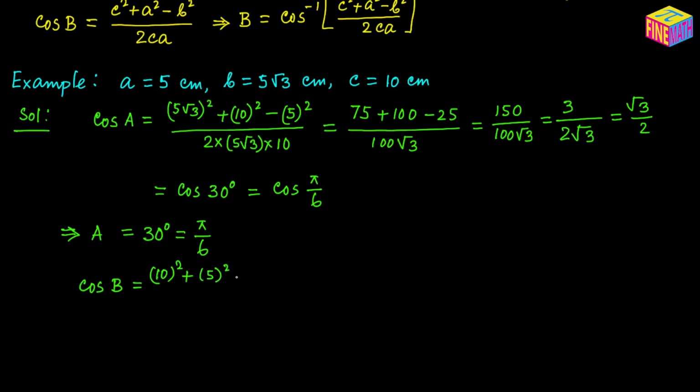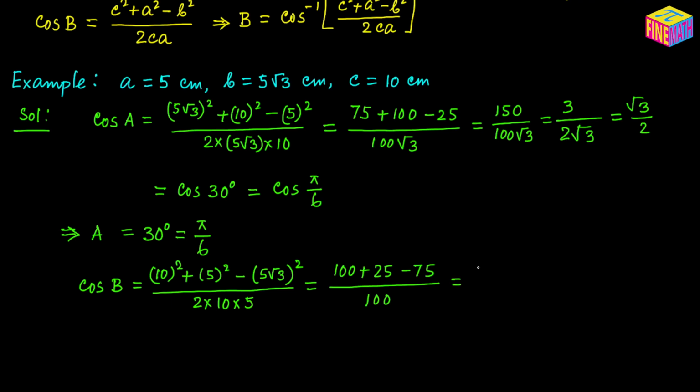So C squared plus A squared minus B squared, where B is 5 times square root of 3 whole squared, over 2 times CA. That would be 2 times C, which is 10, and A is 5, and if we simplify this, we are going to get 100 plus 25 minus 75 in the numerator, and in the denominator we have 100. So this looks like 50 over 100, which is equal to 1/2, and 1/2 will be equal to cosine of 60 degrees. Also we can write it as cosine of pi over 3 radians, and from here we can say then B will be equal to 60 degrees or pi over 3 radians.